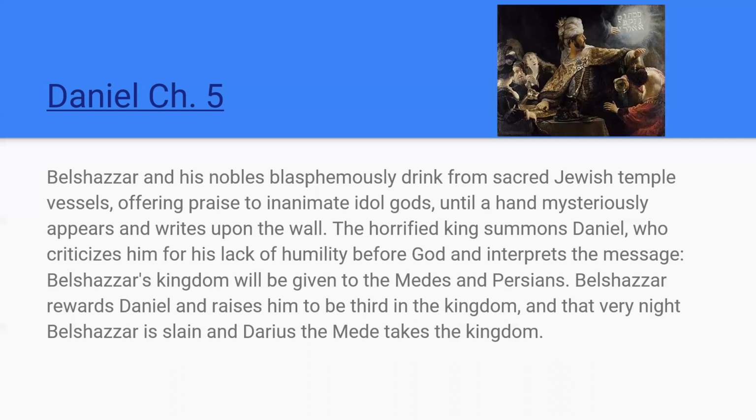This is the inscription that was written: Mene, mene, tekel, parsin. Here is what these words mean. Mene: God has numbered the days of your reign and brought it to an end. Tekel: you have been weighed on the scales and found wanting. Peres: your kingdom is divided and given to the Medes and Persians.